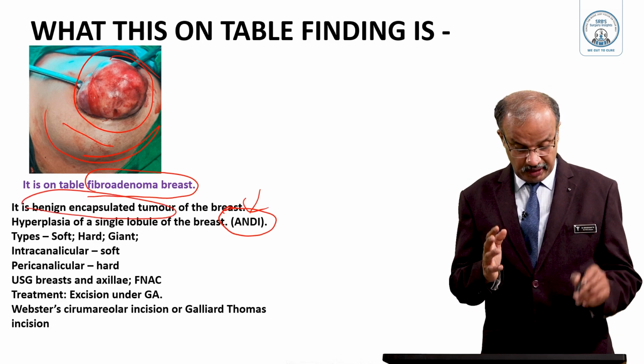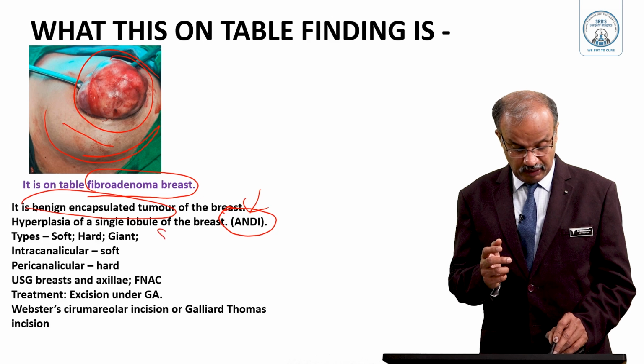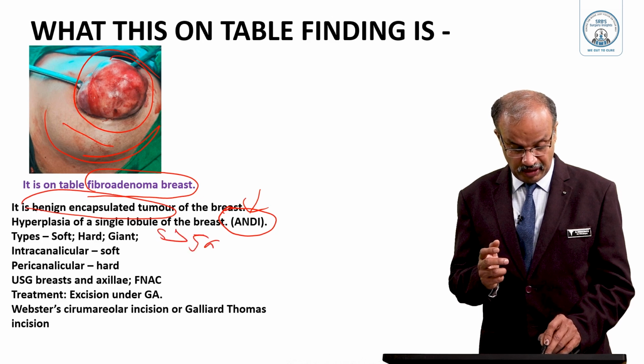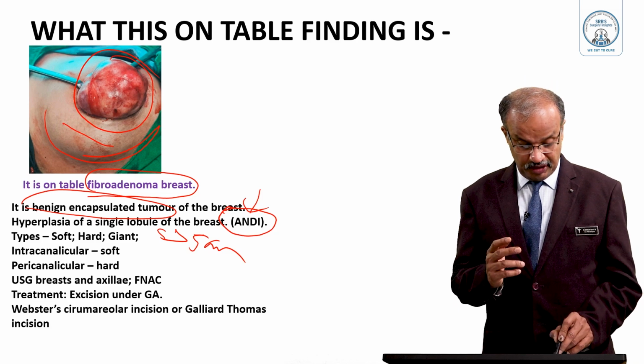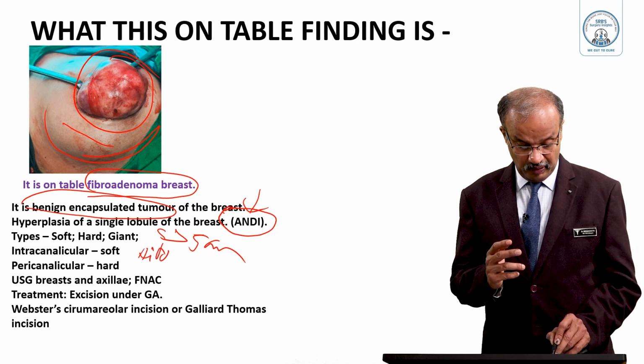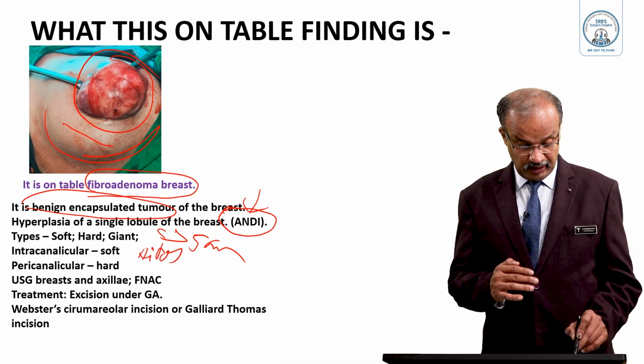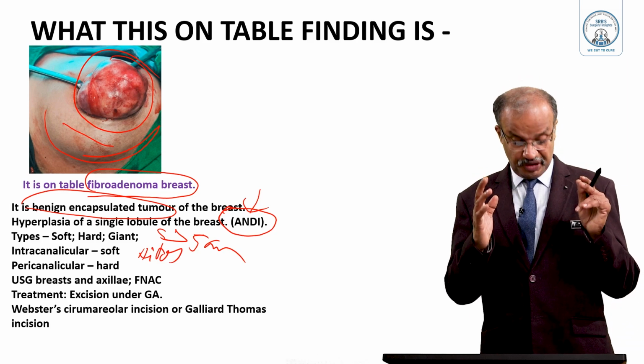Types are soft, hard, giant, more than 5 centimeter. More than 5 centimeter is called giant. Intracanalicular and pericanalicular are histological types. Intracanalicular is a soft type, pericanalicular is a hard type. Ultrasound breast is a must.